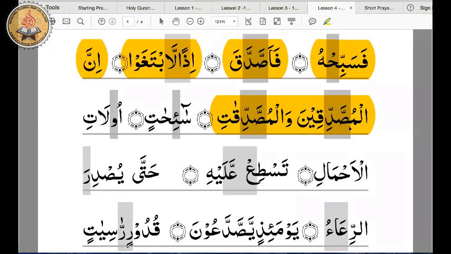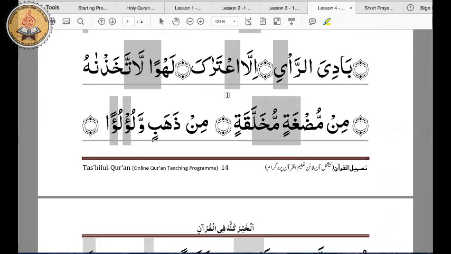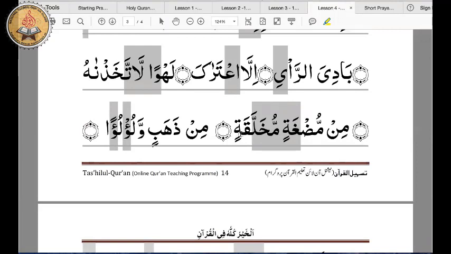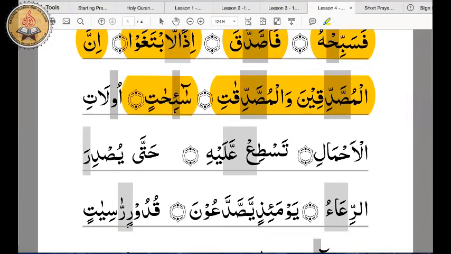Innal musaddiqina wal musaddiqah. So just read the final part again. How did you read the last two letters? Musaddiqa. So it won't be ha. The only time it's ha is when it's the ta marbuta. If it's like this over here, then it'll be a ha. But if it's just a plain ta, then it's just going to be a sukoon on the ta. So wal musaddiqat. Does that make sense? Yes. Okay, great. And read the next one, please.